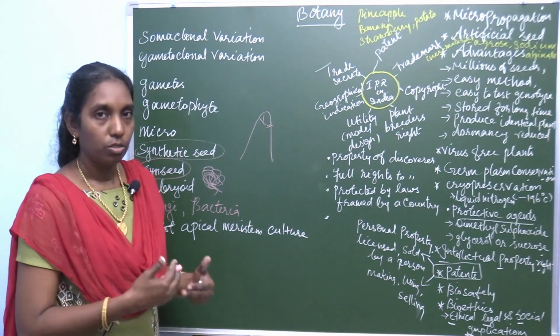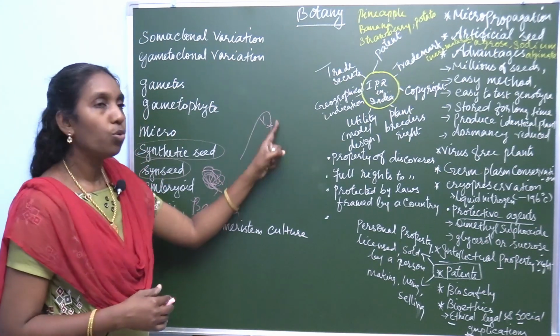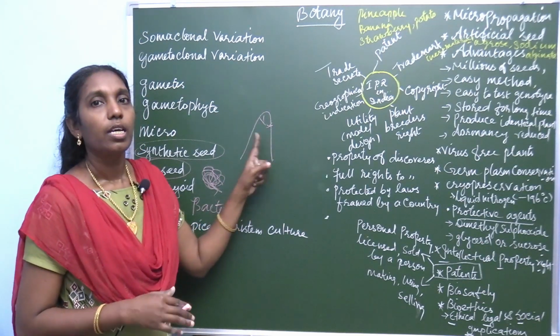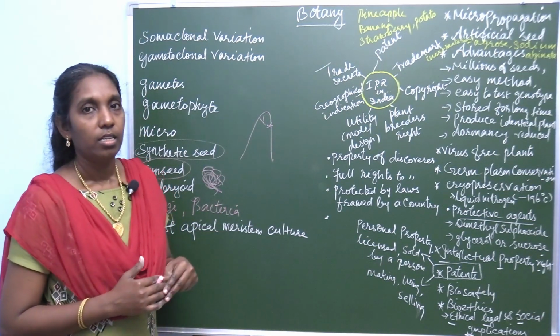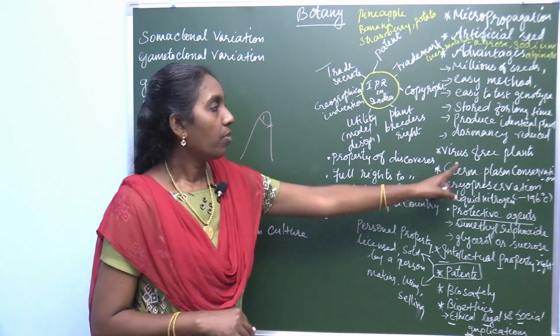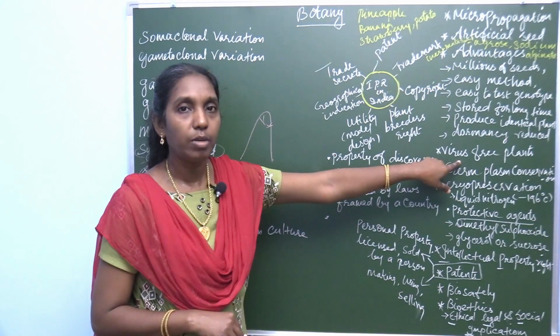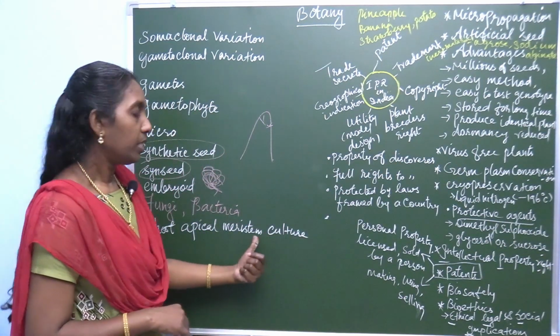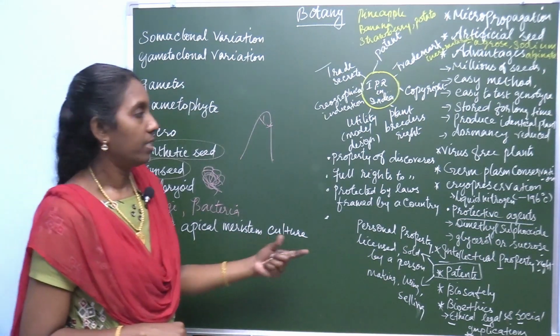Viruses invade through roots. So, when the plants are developed from the shoot apical meristem, the virus cannot enter into this plant. That's the reason the shoot apical meristem is selected. The virus free plants are obtained by shoot apical meristem culture. This is one of the methods to develop a plant.